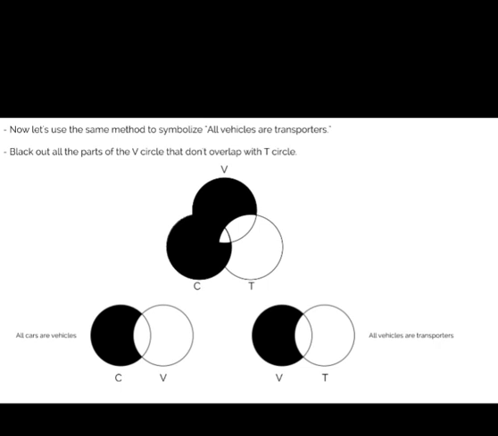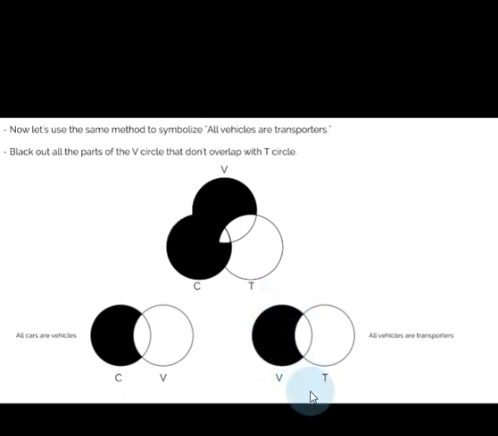Hopefully you can see. Okay, yeah, exactly. Any type of universal statement is like that. You black out everything outside of the predicate circle. And we did the same thing right here, right? All vehicles are transporters. Okay, black out everything that's outside of the predicate circle.